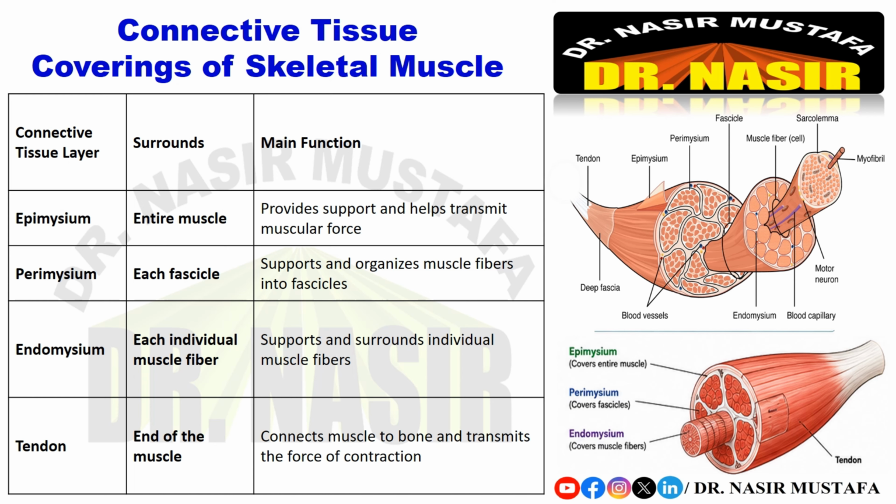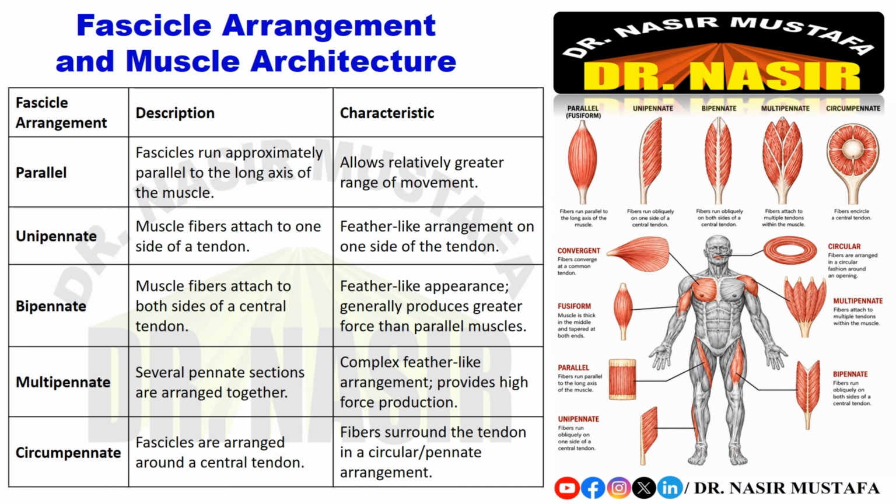These connective tissue layers provide structural support and help transmit the force generated by muscle contraction toward the tendon and ultimately to the bone. At the end of the muscle, connective tissue continues into the tendon, which attaches the muscle to bone. Fascicle arrangement and muscle architecture.